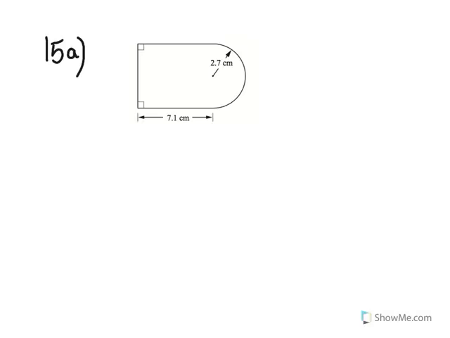Alright, question 15a is asking you to find the area of the shape. Now, if you really look at the shape, you'll notice that it can be divided into two separate parts. I'll call them A and B. In A, it's nothing but a rectangle, and B is a semicircle with a radius of 2.7, as they say in the question. So, all we have to do is find the area of A, find the area of B, add it together, and boom, we have our total area.